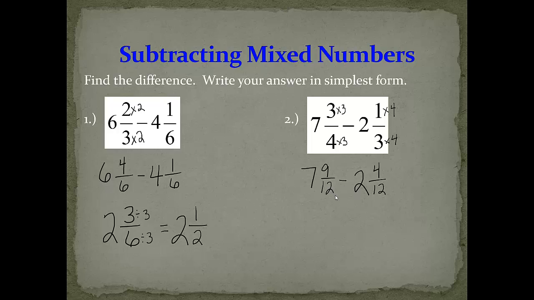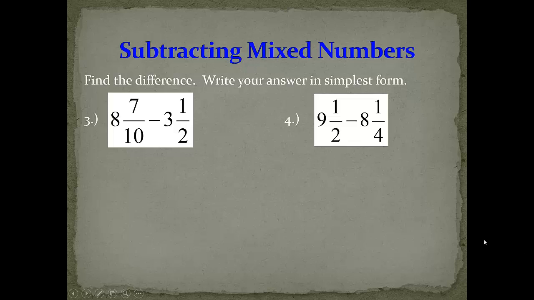First, we're going to subtract our fractions. 9/12 minus 4/12. Since the denominator is the same, we subtract the numerators. 9 minus 4 is 5. So we have 5/12 for the fraction. And then for our whole number, we have 7 minus 2, and that is 5. 5/12 is simplified, so our answer is 5 5/12.